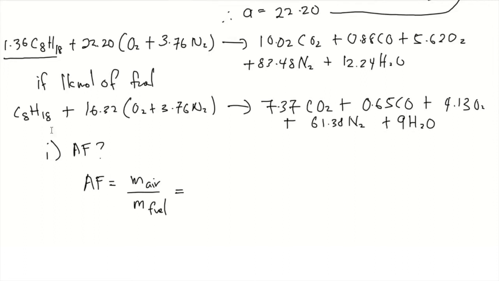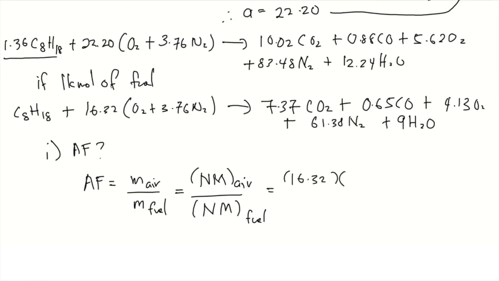So here you have 16.32. This is, you know, mass, actually m air divided by fuel. So the number of moles is 16.32, multiplied with 4.76, O2 plus, and then multiplied with the molar mass, 29.